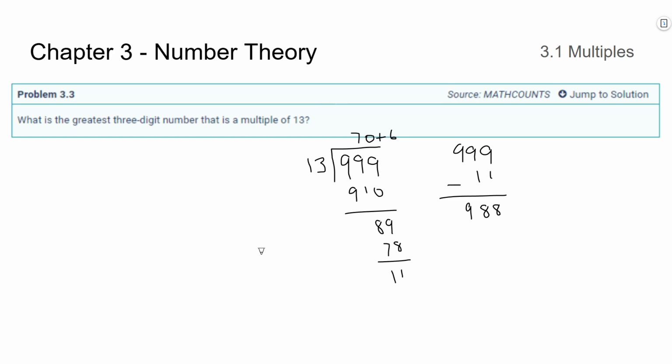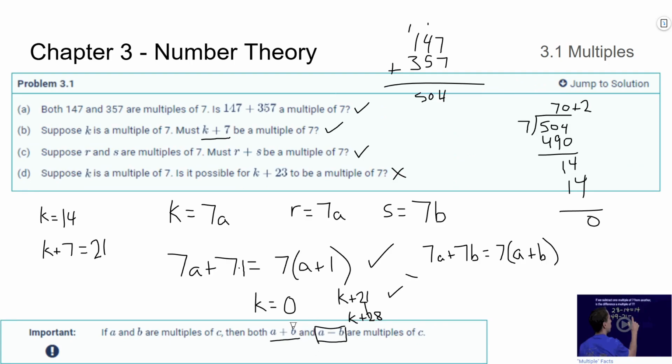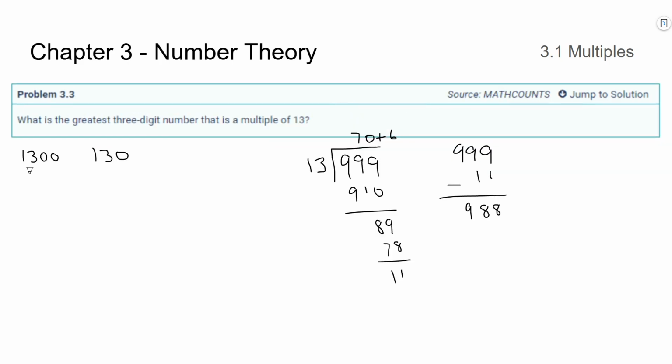All right, so that's one way to go about it. Another way would be something like this. We know 1300 is a multiple of 13, but that's a 4-digit number. We also know that 130 is a multiple of 13, and that's a 3-digit number. Something we talked about a couple slides ago is that if A is a multiple of 13 and B is a multiple of 13, then A minus B is also a multiple of 13. So 1300 minus 130 would also be a multiple of 13.